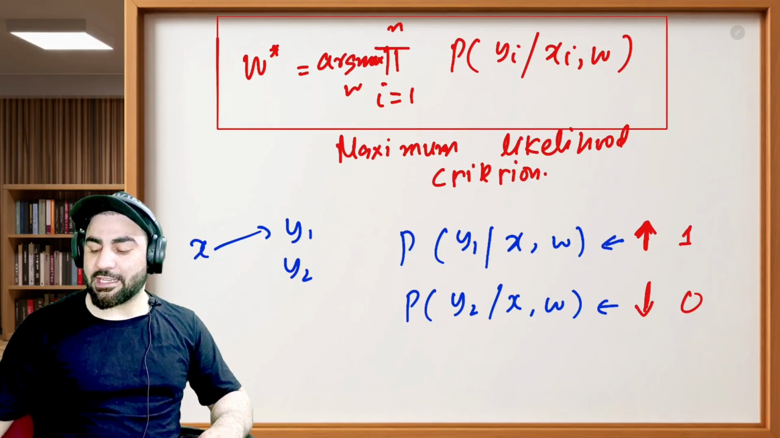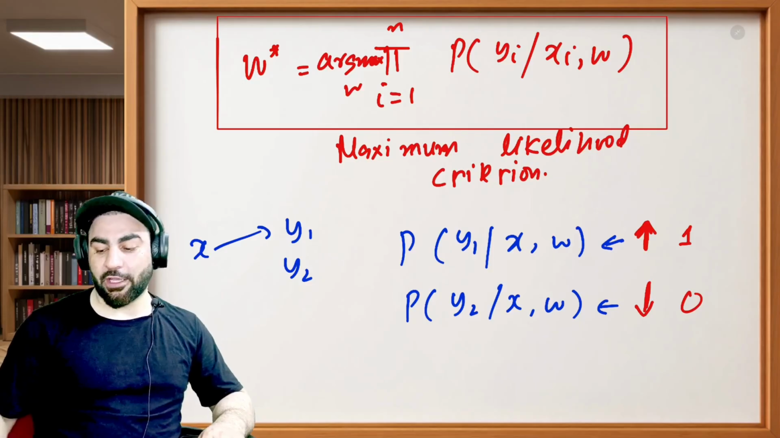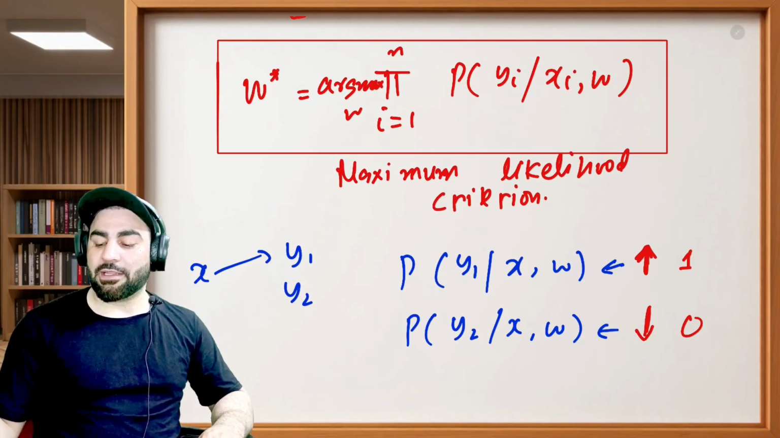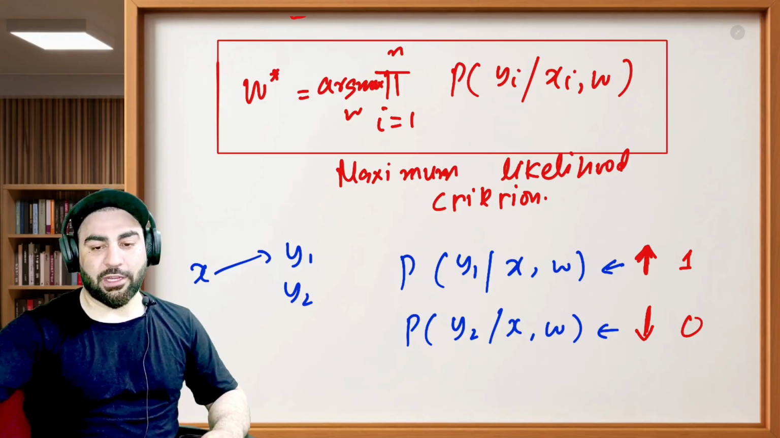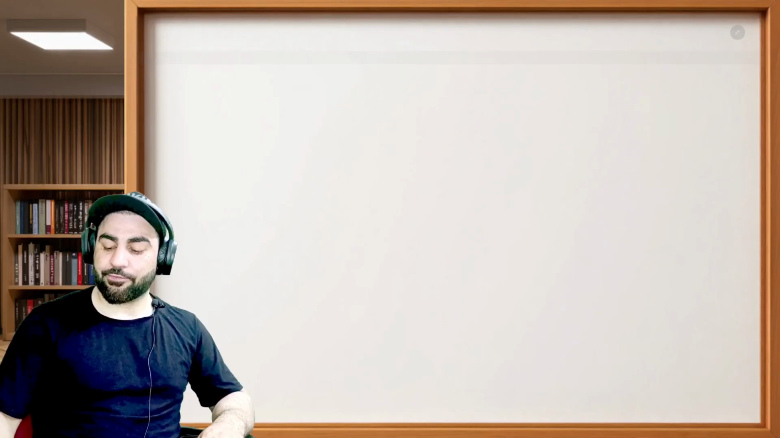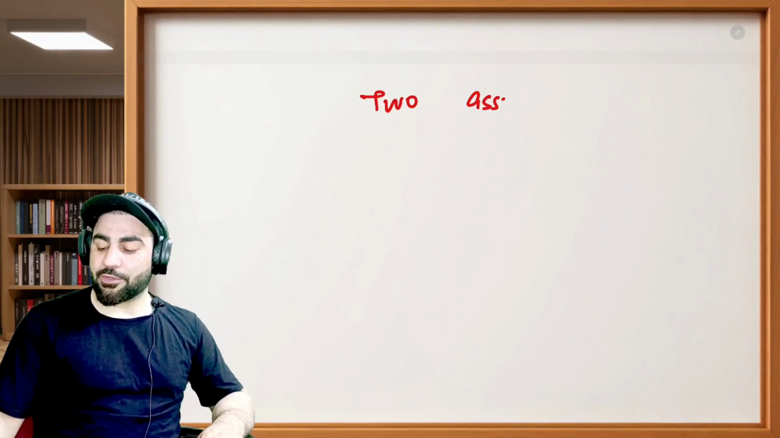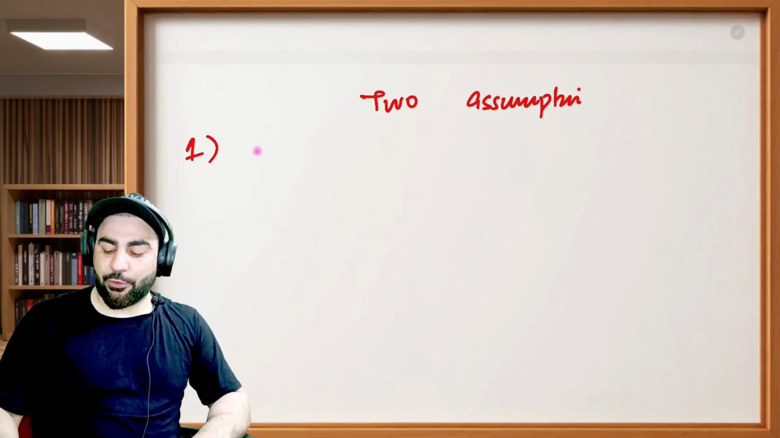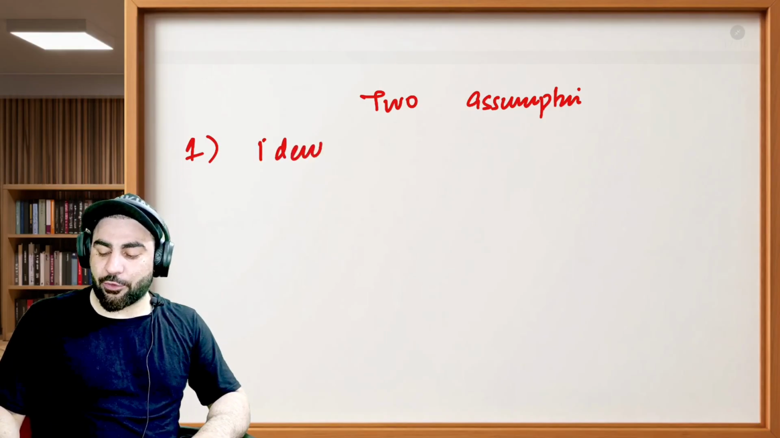This thing, as I said, is called the maximum likelihood criteria. That is what you want to maximize. So this is the optimization problem you have. But we are taking two assumptions over here. The first assumption is that when you take these data points, they are identically distributed.